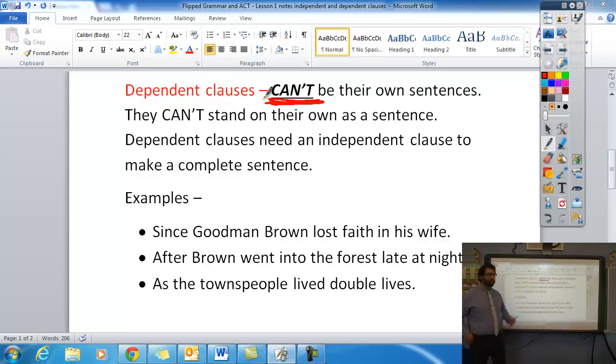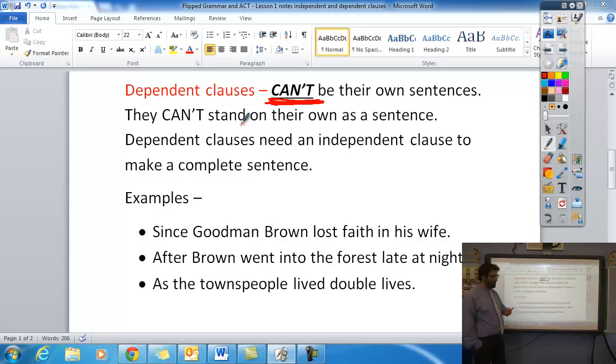So dependent clause. So what does that mean? So if it can't be its own sentence, why would we use it? Well, dependent clauses need an independent clause to make a complete sentence, right? Dependent clauses can't stand on their own. They depend on an independent clause to make it a sentence. Make sense? Right? So let's look at some examples, right?